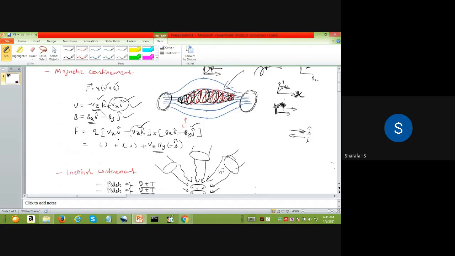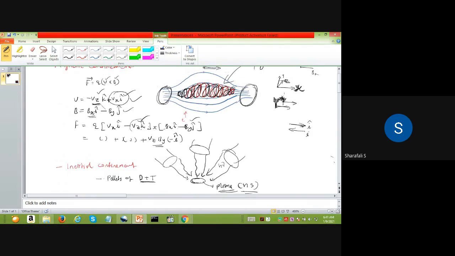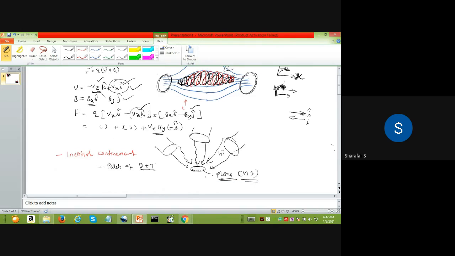And then we have the inertial confinement, where we have a pellet with a D plus T combination, and then we irradiate that pellet with a high intensity laser beam, and a plasma state is created, which lasts on a nanosecond time scale, and the fusion reaction has to happen.